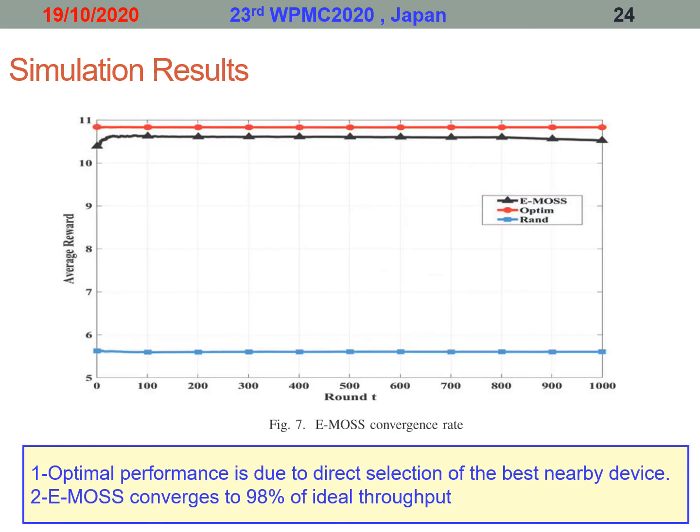The last curve today is the average reward against the round T, which measures the convergence of the EMOS algorithm, and it converges closely to the optimal performance. It's about 98% of the ideal throughput.